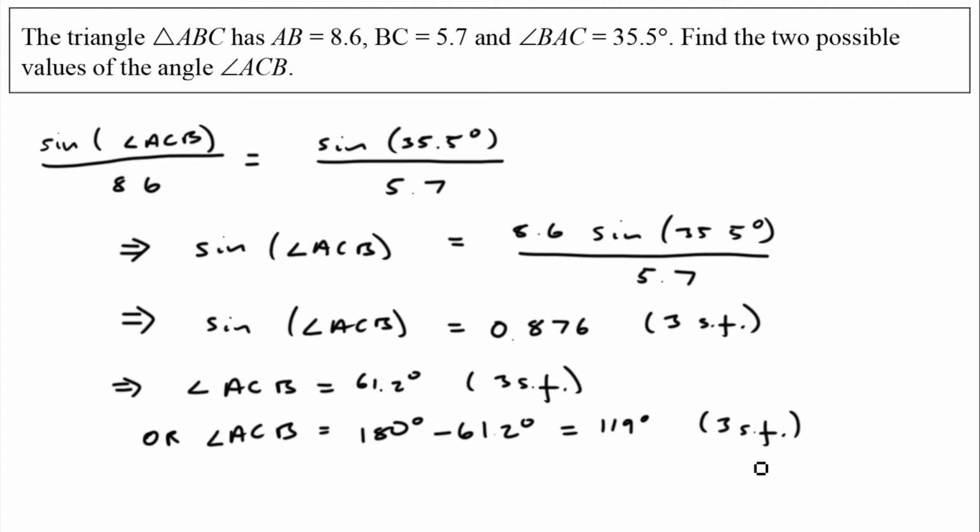This is an example of an ambiguous case. If you are not given a diagram, if you are just given written information, be very careful to think as to whether there's more than one way that you could draw all this information.